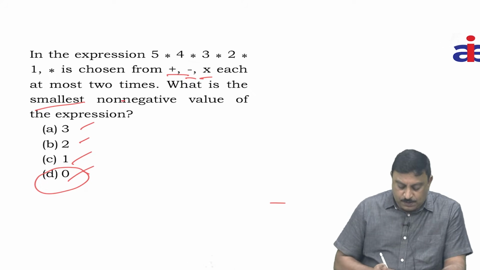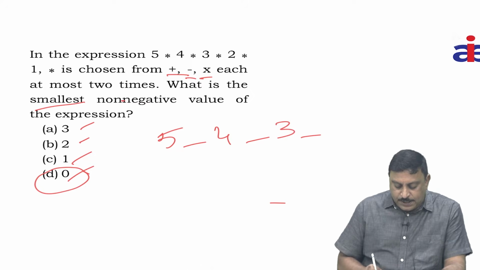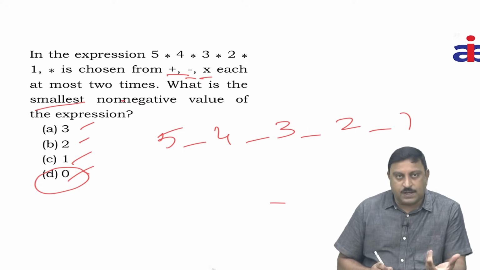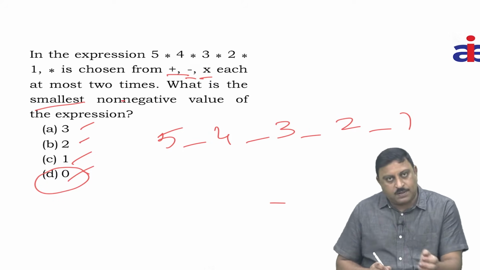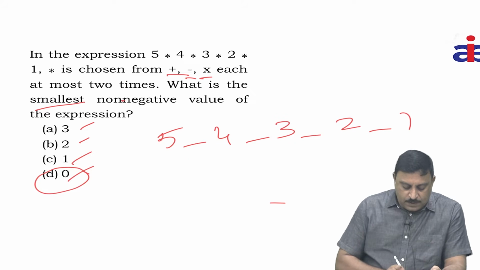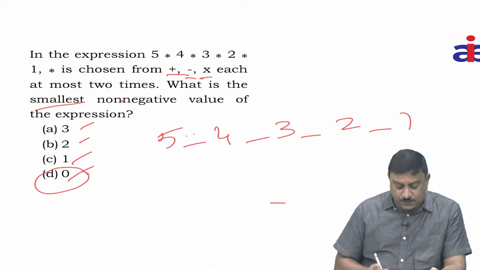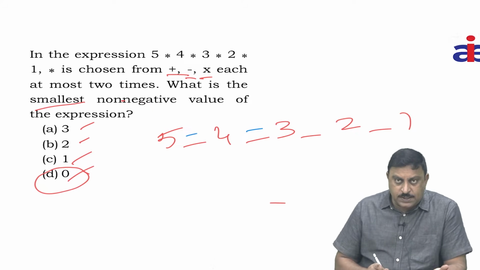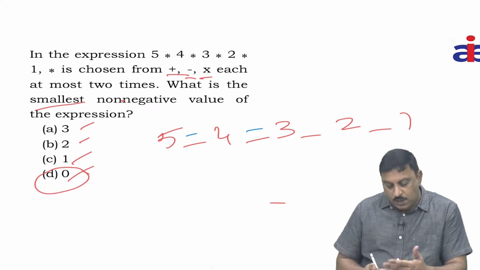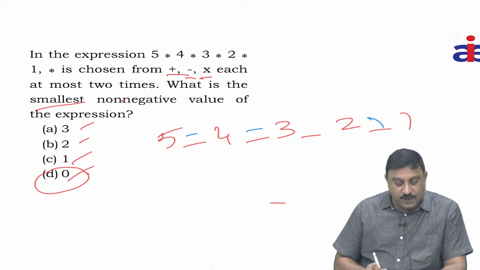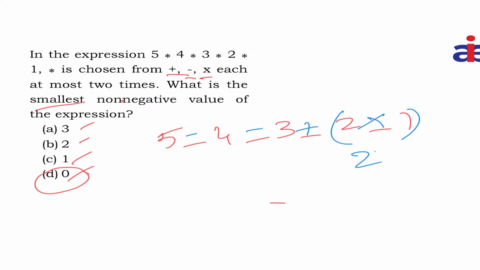With common sense, 5, 4, 3 are in decreasing order, so we will go with subtraction so that we come to a lesser quantity. 5 minus 4 minus 3: 5 minus 4 is 1, 1 minus 3 is minus 2. To cancel this minus 2, we can make 2 into 1 and add it. Multiplication is used here. So 2 into 1 is 2, and 5 minus 4 minus 3 is minus 2, plus 2 gives the answer 0. So we can try for 0.